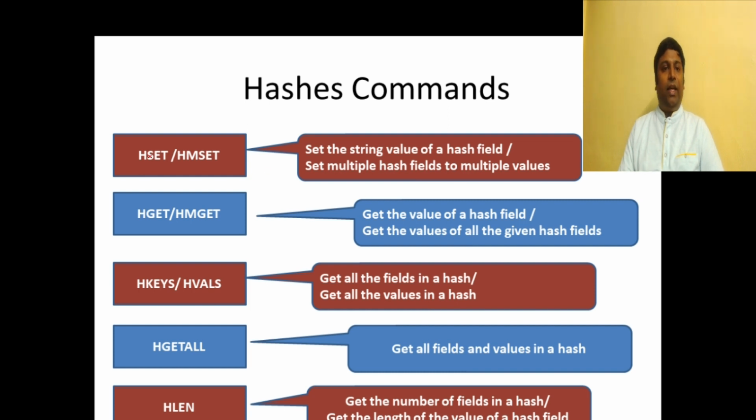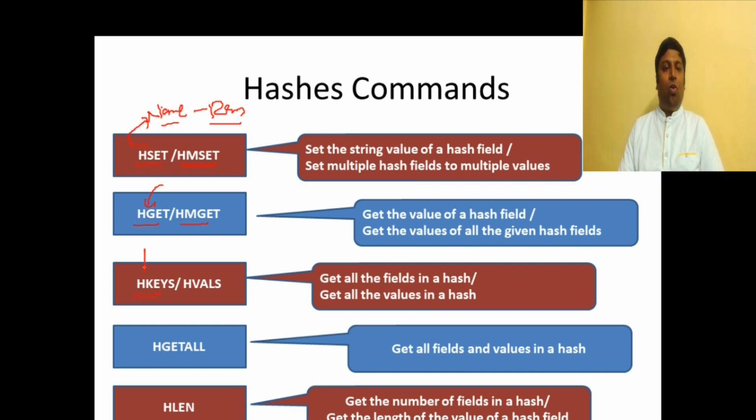Let's take a look at some of the commands here, and we'll start with HSET first. HSET is used for setting a field value pair. For instance, we have name and RAM, so this is a field, this is a value. HMSET is for setting multiple field value pairs. HGET is for getting the value for a particular field. HMGET is for getting multiple values for multiple fields.